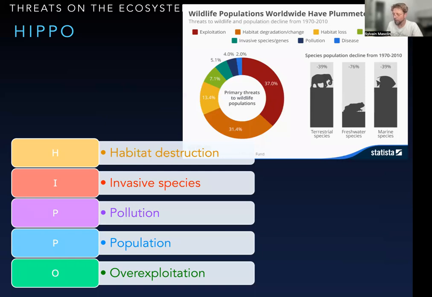We can see that most of the species have been declining over the last 40 years, more or less, from big vertebrates to small organisms. All of them tend to be, unfortunately, impacted by our human activities. So let's look at each of those threats to the ecosystem, looking at those 5 ones.